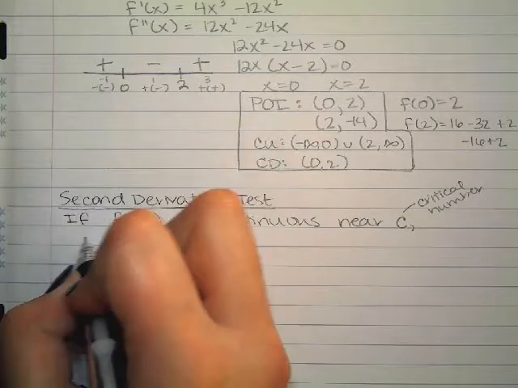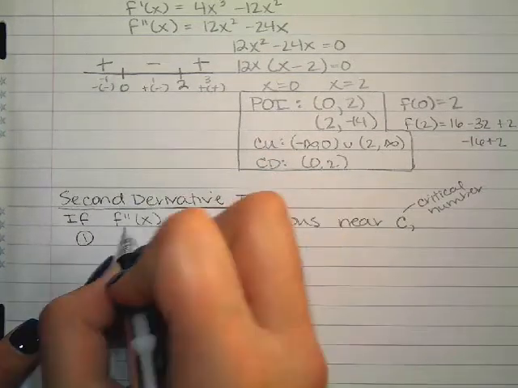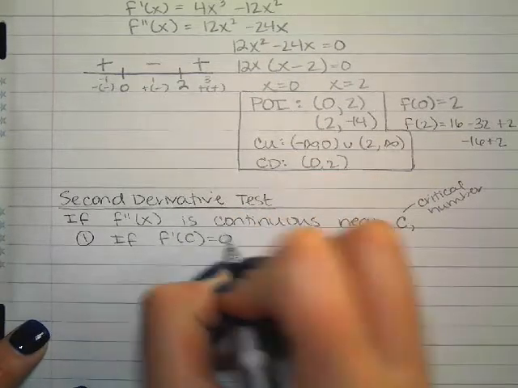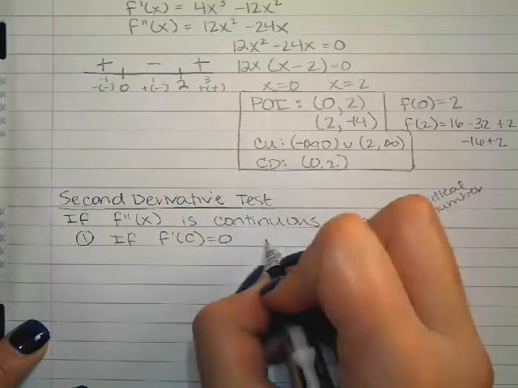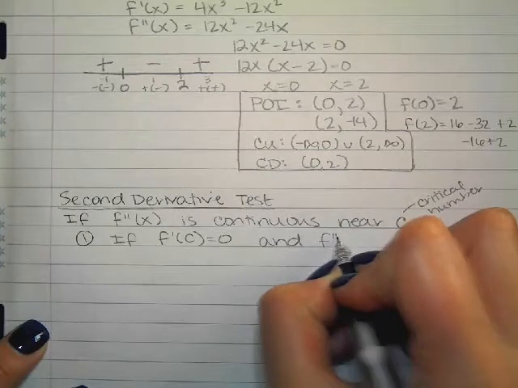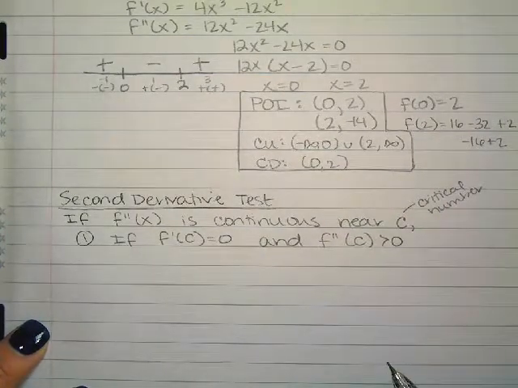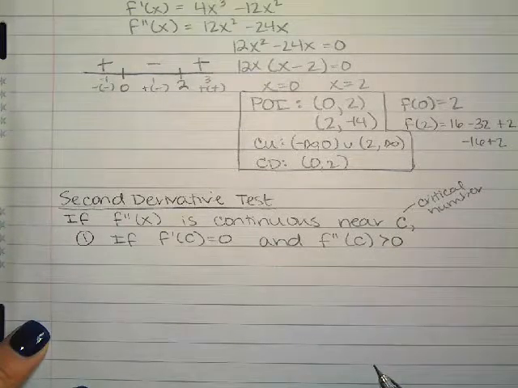then we have two different situations. One is if f prime of C equals 0, so that's just saying it's a critical number again, and f double prime of C is positive, is greater than 0. Technically, it could equal undefined, but I think typically those undefined, oh no, I could.